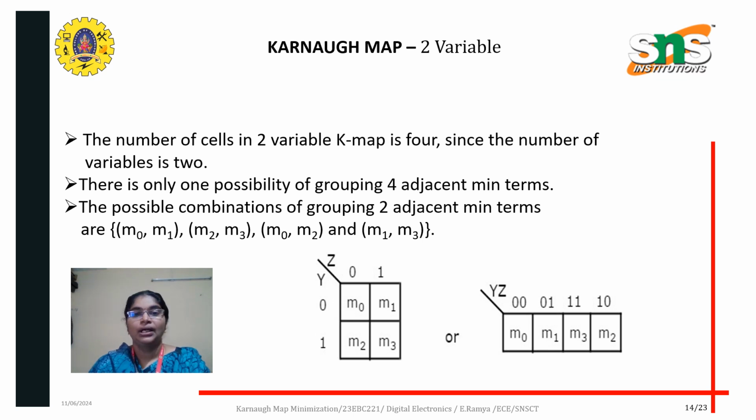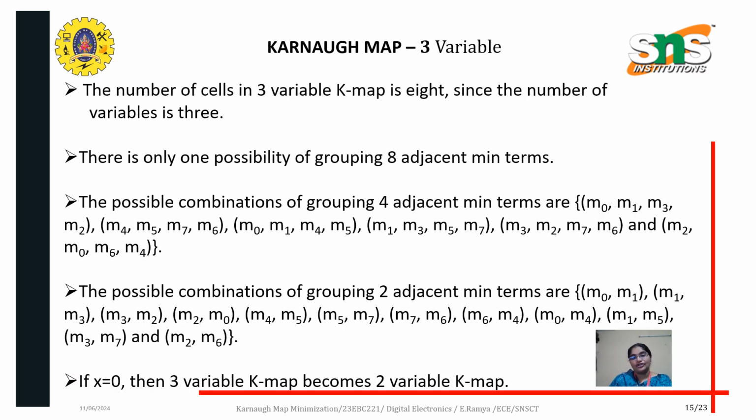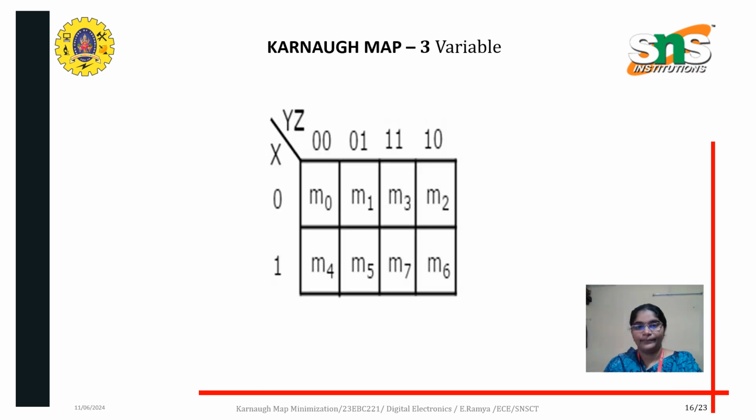Next one is K-map for 3 variables. The number of cells in a 3 variable K-map is 8 since the number of variables is 3. There is only one possibility of grouping 8 adjacent minterms. The possible combinations of 4 adjacent minterms are M0, M1, M3, M2. Like that we have to make.